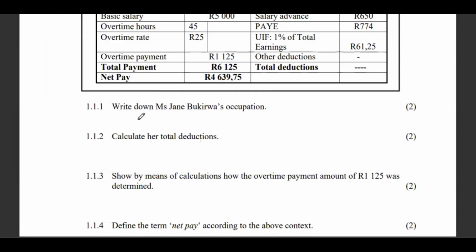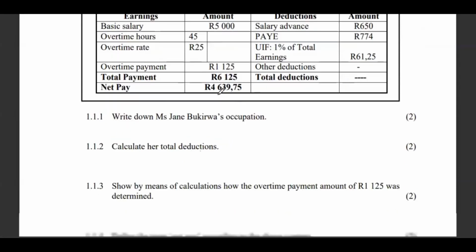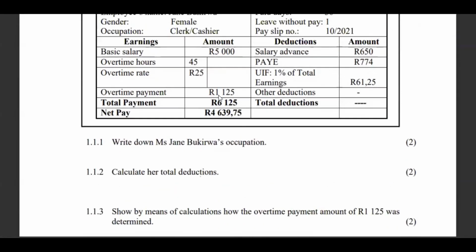They're asking us to write down Mrs. Bukira's occupation. She's a clerk or cashier. This is straightforward, 2 marks, don't leave them unanswered. So we shall write, the easiest is cashier. You can write clerk.